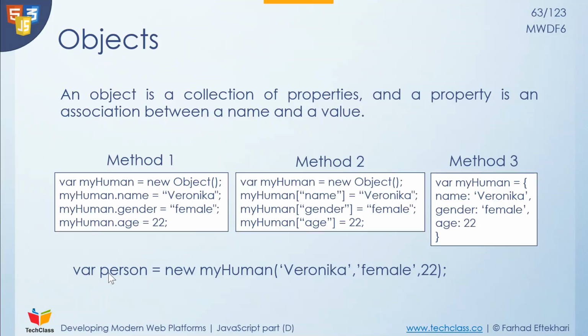Here you can see that we are defining an object and naming it person. So person is a new human, which we previously also defined. And then here we are assigning the values. The name is Veronica, the gender is female, and the age is 22.